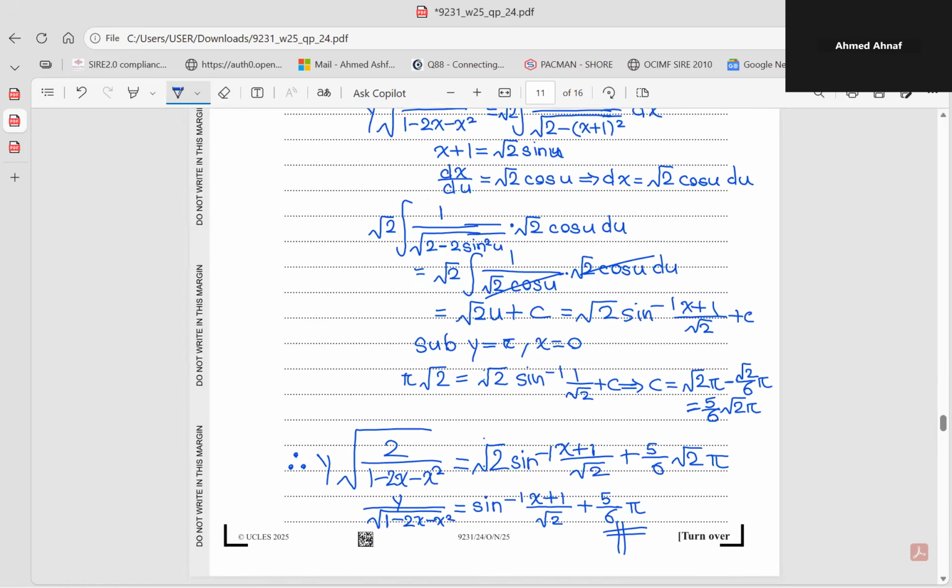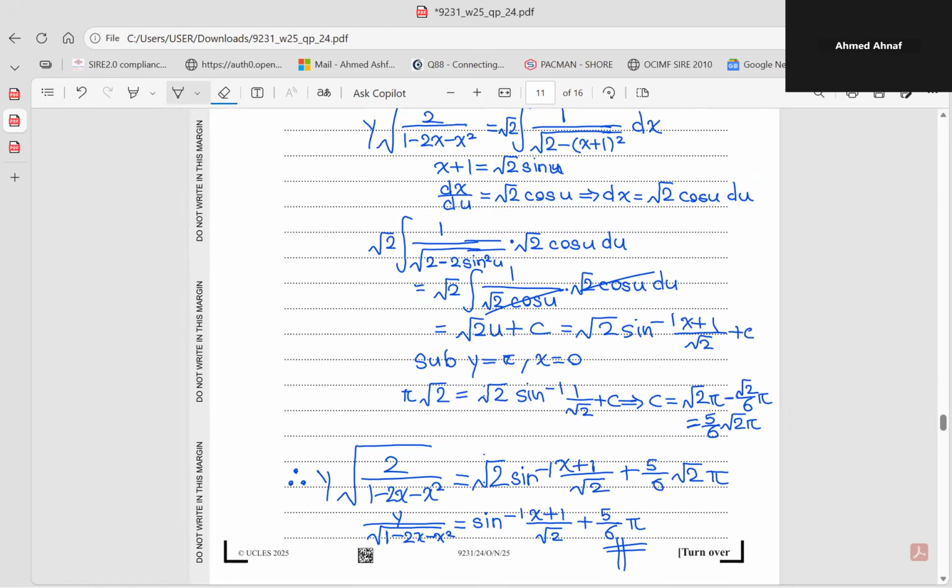Okay, so I just realized that I made a silly mistake down there. It's supposed to be sine inverse 1 over square root 2, which is pi over 4.